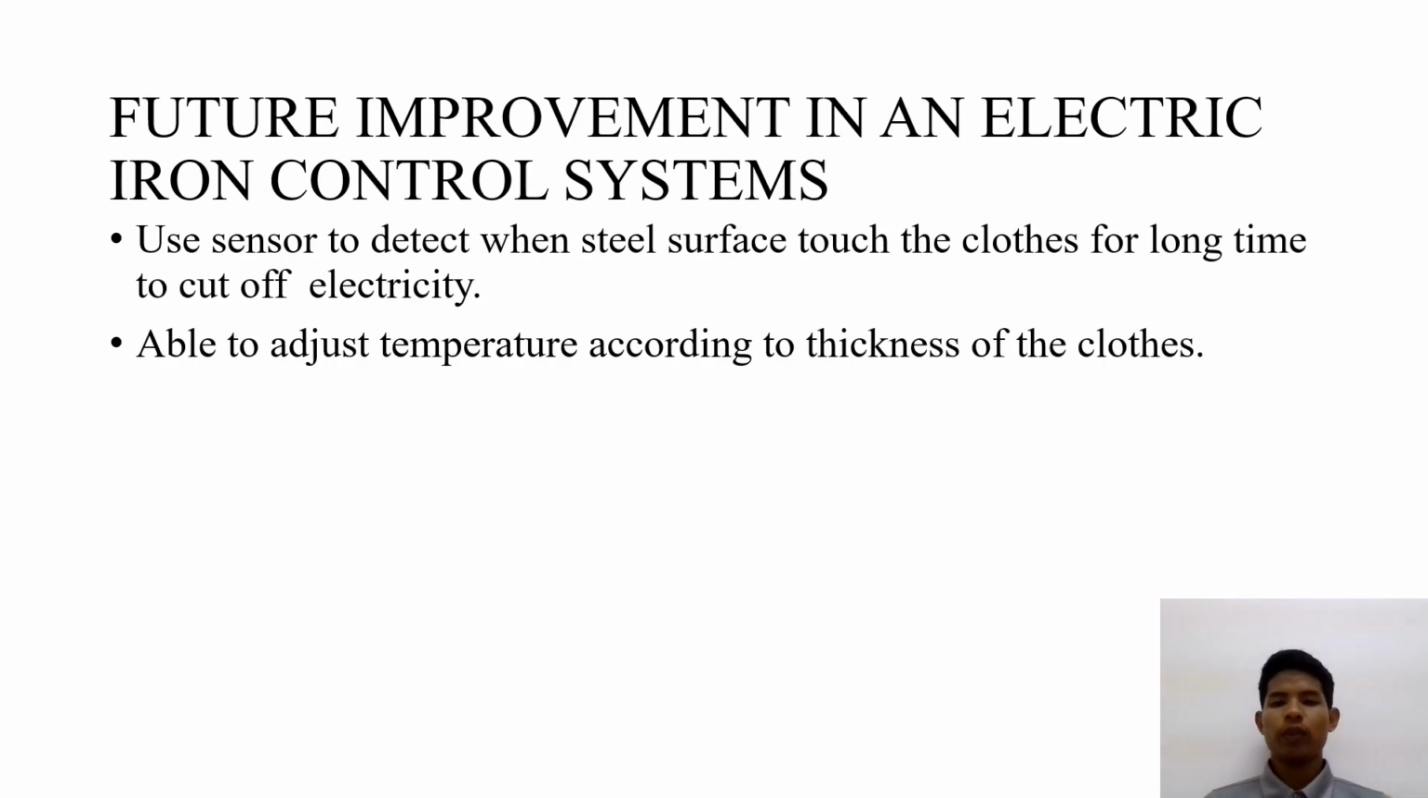For future improvement in an electric iron control system, I think we could use a sensor to detect when the steel surface touches the cloth for a long time and cut off electricity, to prevent the cloth from being damaged and burned. Second, it should be able to adjust the temperature according to the thickness of the clothes. For example, when using a thin fabric such as baju burung, the temperature should be low to prevent the fabric from being damaged.